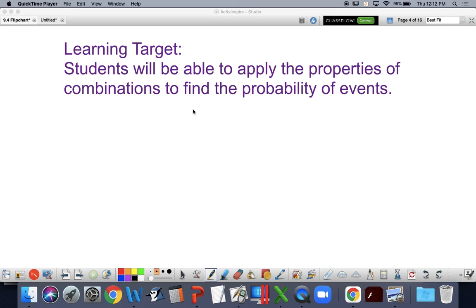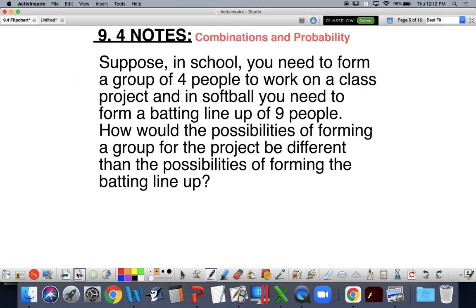So today we're going to talk about combinations. They're very similar to permutations in the way that we write them out, but we just use them in different cases. So at the top of your notes, I have this idea here. Suppose in school you need to form a group of 4 people to work on a class project, and in softball you need to form a batting lineup of 9 people. How would the possibilities of forming a group for the project be different than the possibilities of forming a lineup?